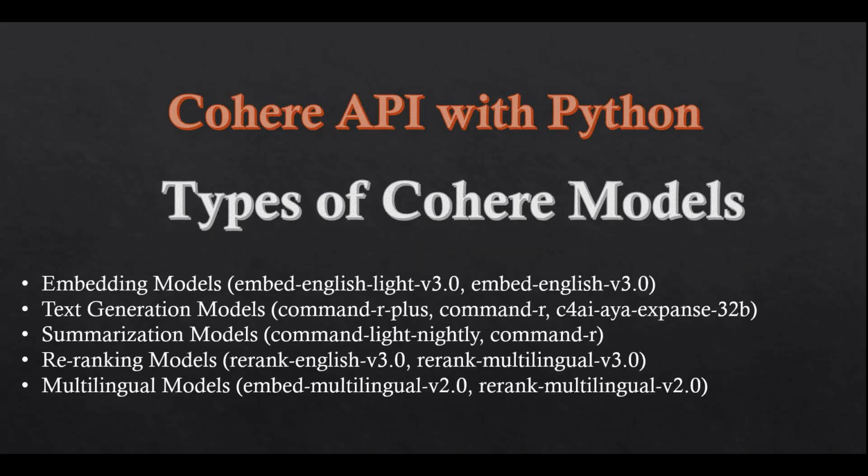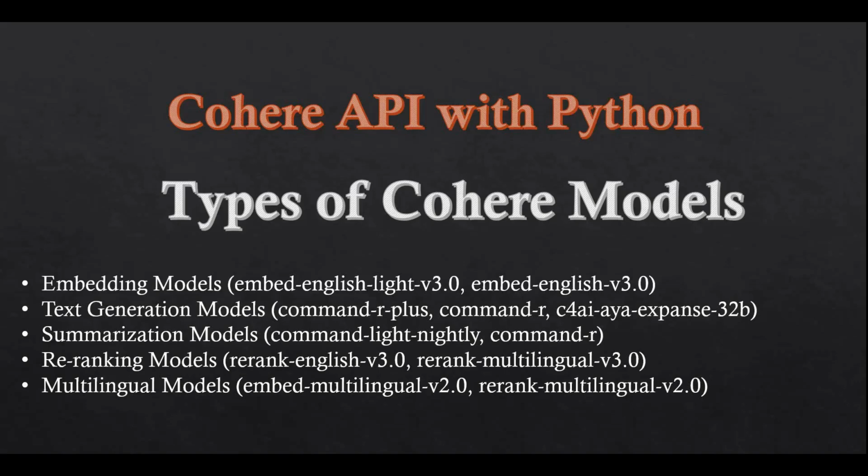Now let's talk about types of models. There are different types of models that you can use. For example, we have embedding models, and you can use models like Embed English Lite v3. These embedding models are used to convert text into numerical representations called embeddings, and embeddings capture the semantic meaning of the text and can be used for tasks like text similarity, clustering, and search optimization.